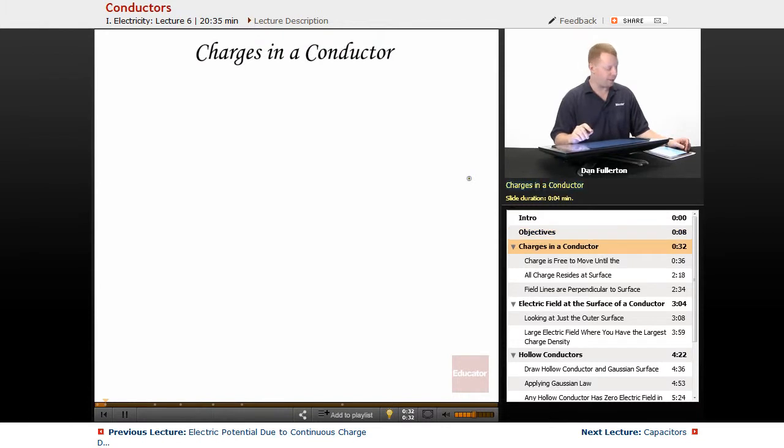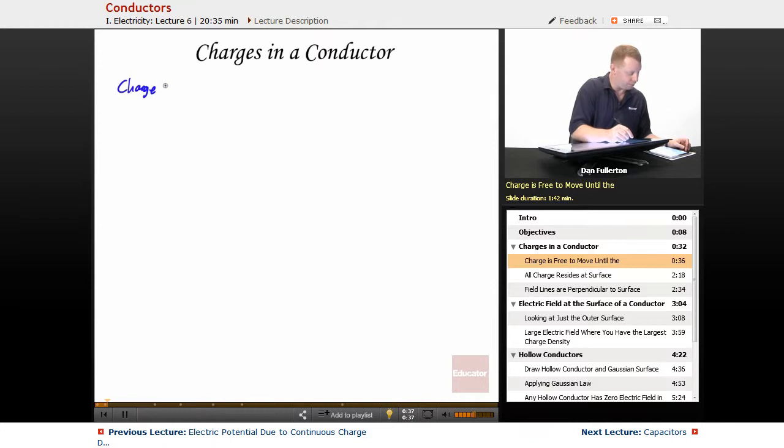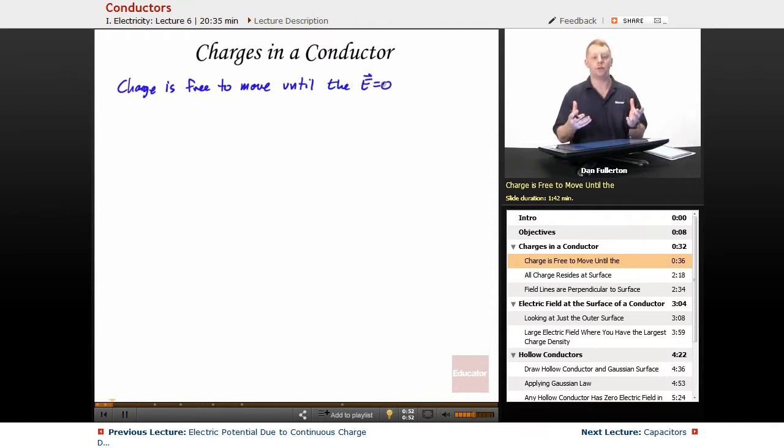So as we start talking about charges in a conductor, we have to remember that charge in a conductor is free to move until there is no E field. Charge is free to move until the electric field is equal to zero. So if we have all these free charges in a conductor and they're free to move, they're going to migrate to the area of the lowest possible energy state, get as far apart as possible, and that usually puts them on the surface. If they are moving, they're no longer in equilibrium. If there are electric fields inside the conductor, the charges would move.